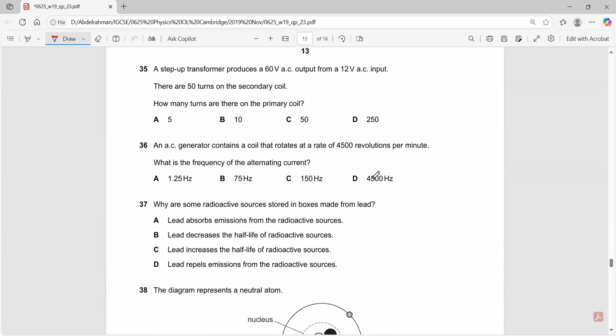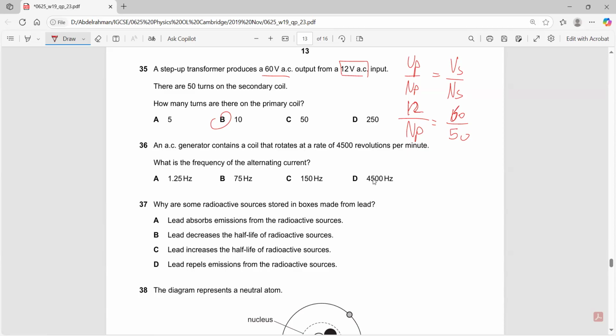Okay, 35. A step-up transformer produces 60 volts of output from a 12-volt input. There are 50 turns on the secondary coil. Vp over Np equals Vs over Ns. Vp, the primary voltage input, was 12, divided over Np, which we do not know. Vs was 60, and Ns was 50 turns. Cross multiplication will give you an Np of 10.